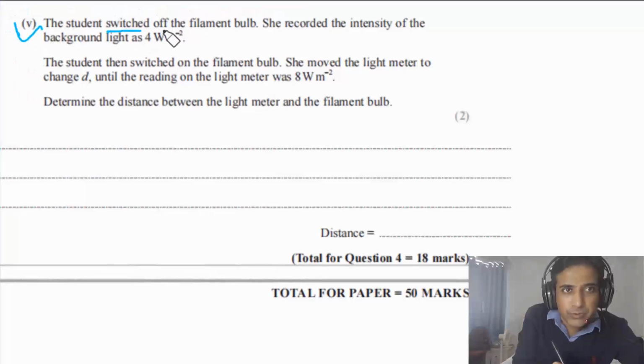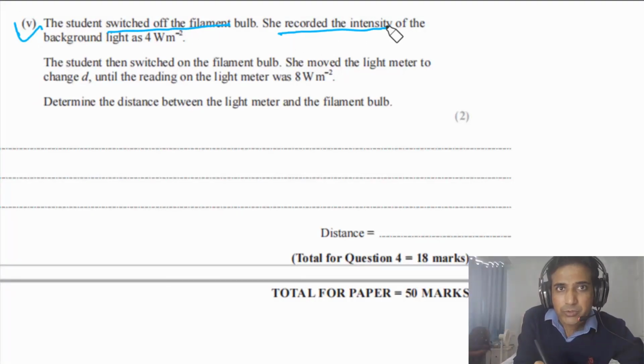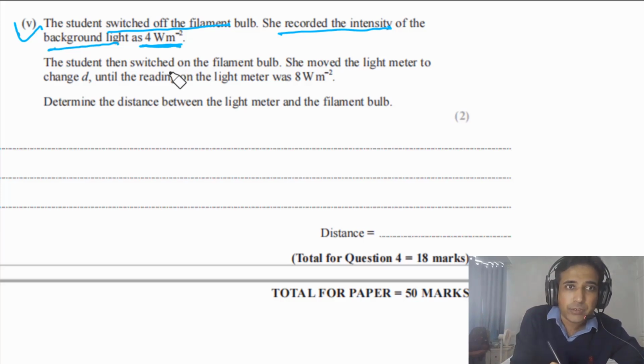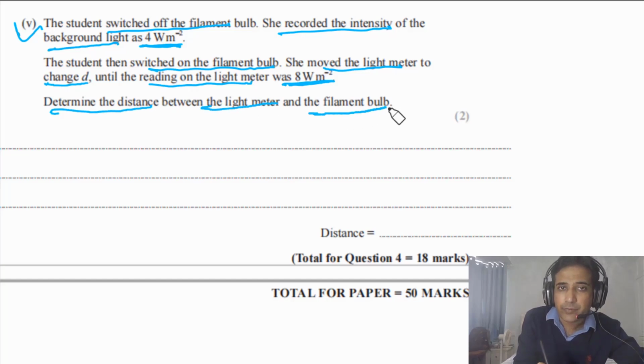Part 5 says the student switched off the filament bulb. She recorded the intensity of the background light as 4 watts per square meter. Switched off the filament bulb means when the filament bulb is not there, what is the intensity of background light? That is 4 watts per square meter. The student then switched on the filament bulb. She moved the light meter to change D until the reading on the light meter was 8 watts per square meter. Determine the distance between the light meter and the filament bulb.